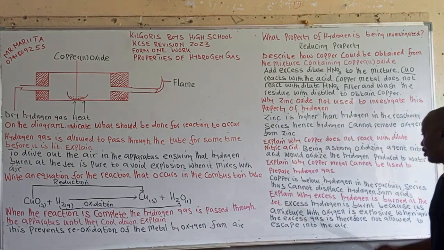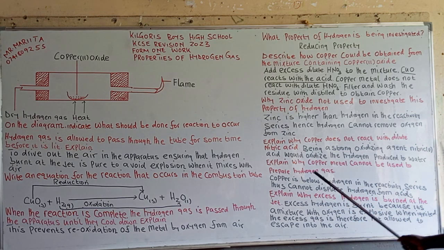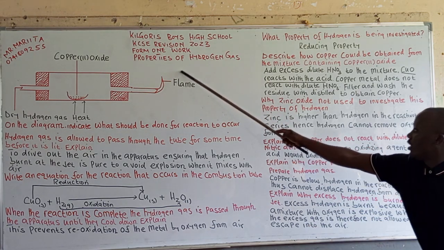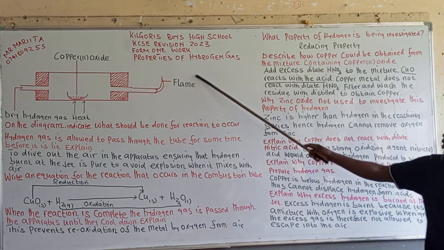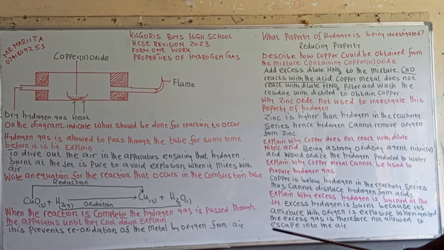Simply like that, because copper is below hydrogen in the reactivity series. Therefore, it cannot displace hydrogen from the acids. Explain why excess hydrogen is burned at the jet. As you can see, there is a flame here. Why do we have this excess hydrogen being burned at the jet?